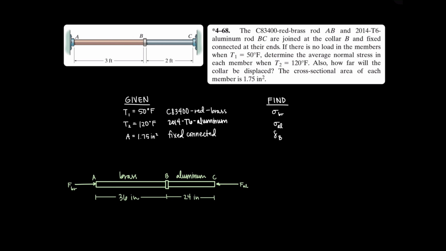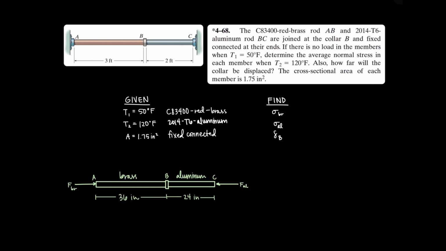We're given the length of brass rod AB on the left, which is 3 feet, and the length of aluminum rod BC, which is 2 feet. I've converted both values into inches for consistency in units. We're also given the cross-sectional area of the rods, which is equal in both, the type of material of each rod, the type of connection at the rod's ends, and the two temperatures we'll be working with. We need to solve for the average normal stress in the brass rod and the aluminum rod, as well as the total displacement of collar B.